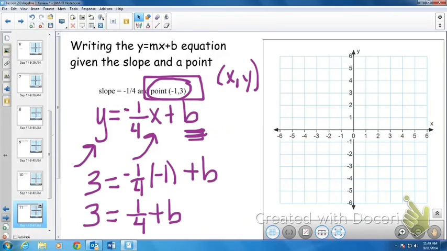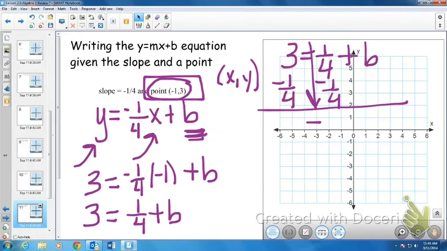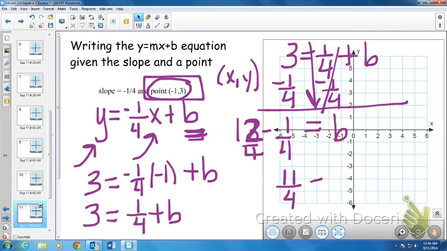If I want to get b alone, I need to subtract 1/4 from each side. So if I come up here and rewrite my equation, if I subtract 1/4 from the right, I have to subtract 1/4 from the left. Bring down my equal sign, and b would be equal to 3 minus 1/4. Well, in order to subtract, these two fractions have to have a common denominator. So on the left, that 3 over 1, I'd have to multiply the bottom by 4 and the top by 4. So I end up with 12/4 minus 1/4, which is 11/4 for b.